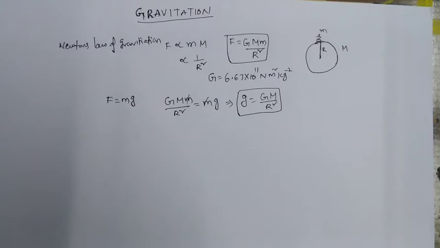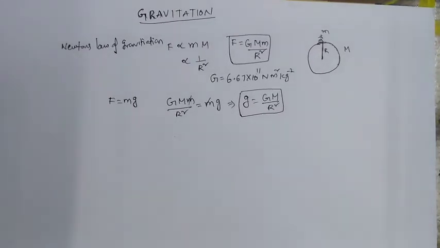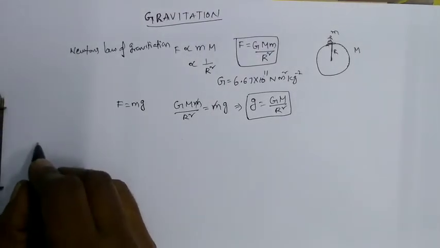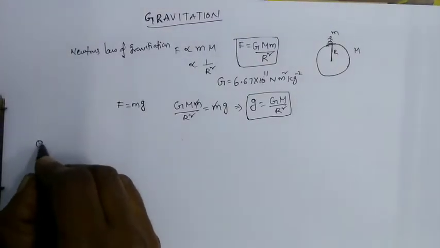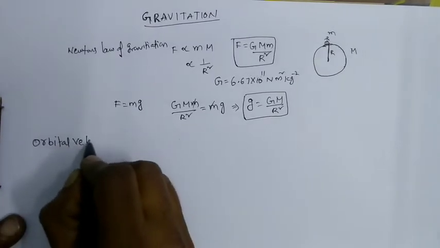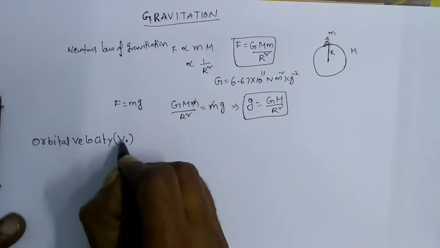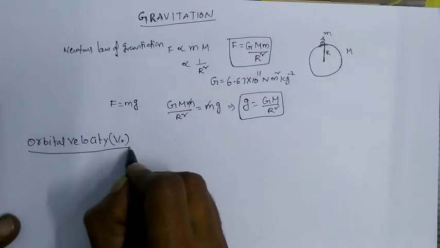Next will be the questions of orbital velocity and escape velocity. Two questions I would like to discuss now. The first is orbital velocity. Let us discuss this orbital velocity. How can you define orbital velocity? It is represented by the symbol V naught.